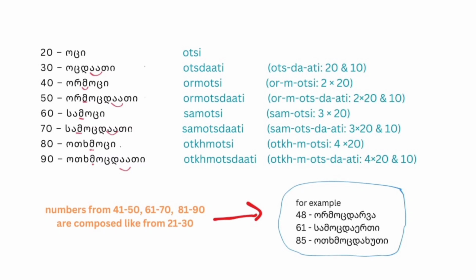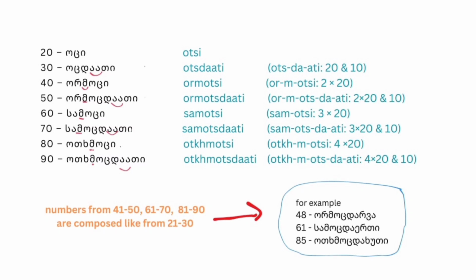To say 60, we say 3 times 20: samotsi. To say 70, we say 60 and 10. So that's samotsdati. To say 80, we say 4 times 20, which is otrmotsi.